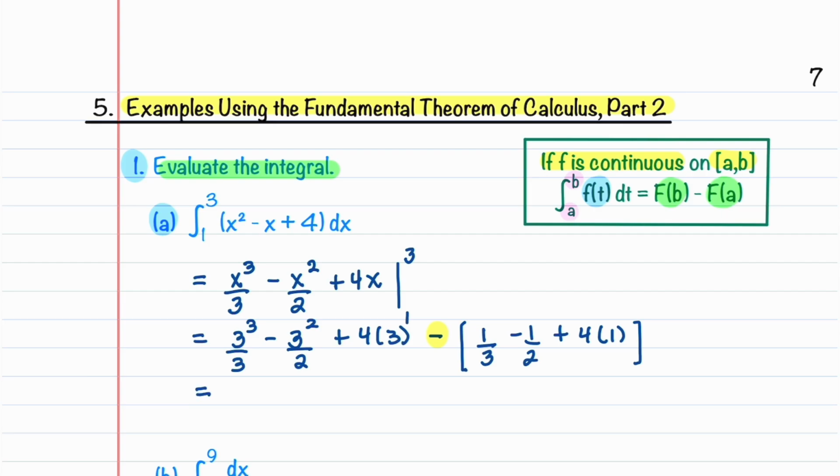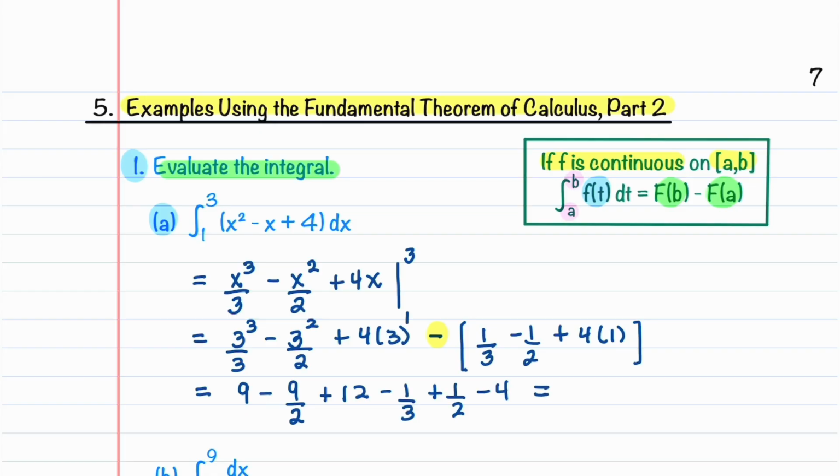3 cubed divided by 3 is just 3 squared, which is 9. And then we have minus 9 over 2. We have a plus 12. And then we subtract off 1/3. And then we have minus a minus 1/2. So this is plus 1/2. And then minus 4.